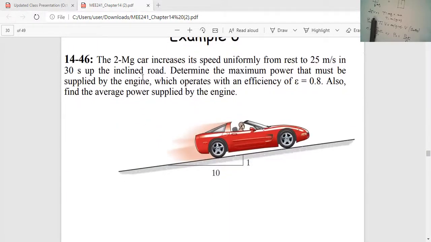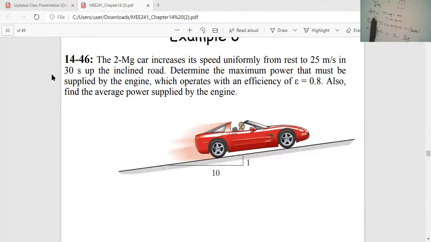Okay, guys, so here we're going to do a quick example. We have this 2 megagram car, which is 2,000 kilogram car, and its velocity is constantly increased from rest to 25 meters per second in 30 seconds up the inclined road. So here the speed is uniformly increasing, which I think means the acceleration is constant, right? So your velocity starts at 0 and ends up at 25 meters per second. So V is equal to A T here, right? Where A is the acceleration.